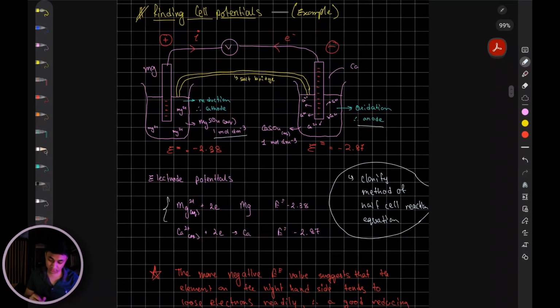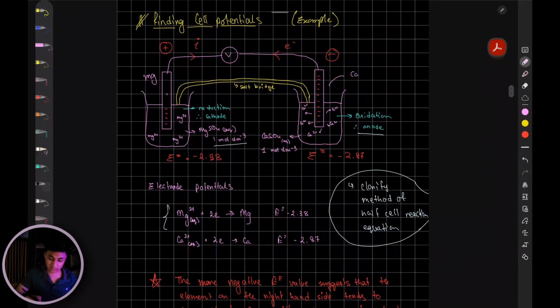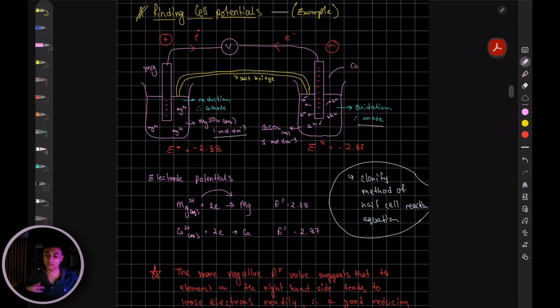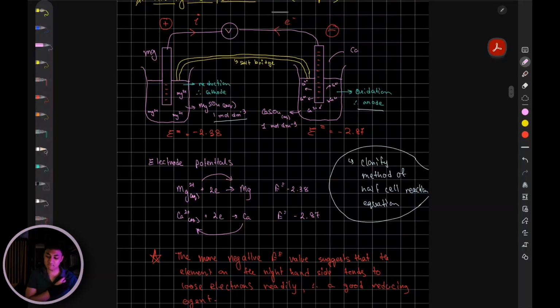Now, let's say in case of magnesium ion, it gains 2 electrons to form magnesium atom, right? So in our case, is that happening? Yes. Therefore, it is a forward reaction. Hence, reduction is taking place. In case of calcium, is calcium ion gaining 2 electrons? No. In our case, oxidation is taking place. Therefore, it is a backward reaction, meaning oxidation is taking place.